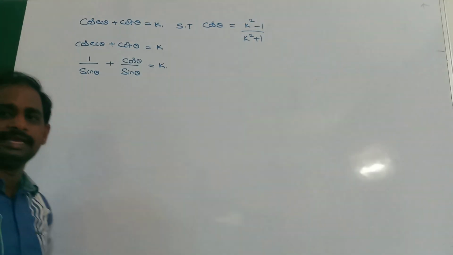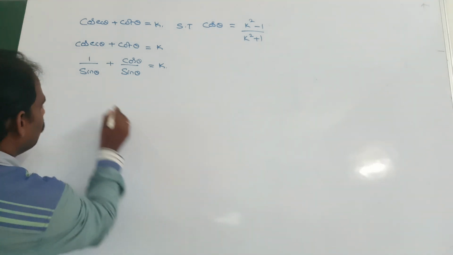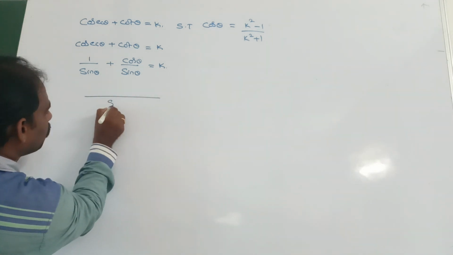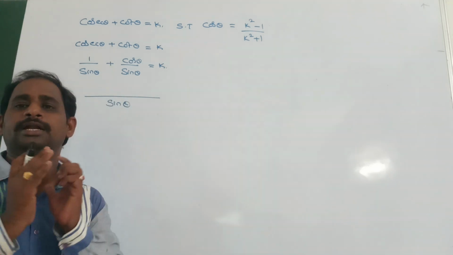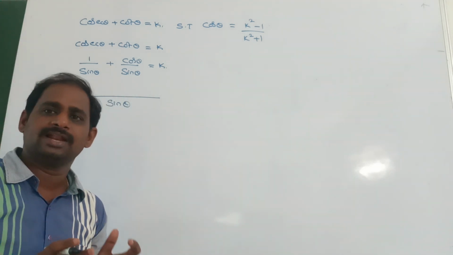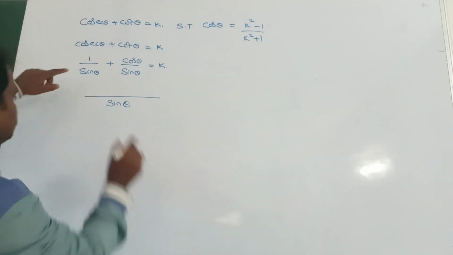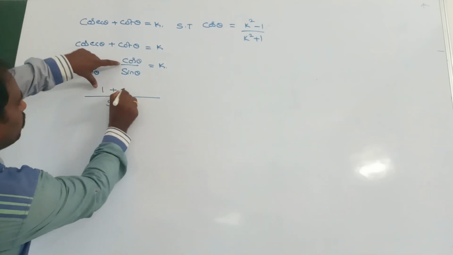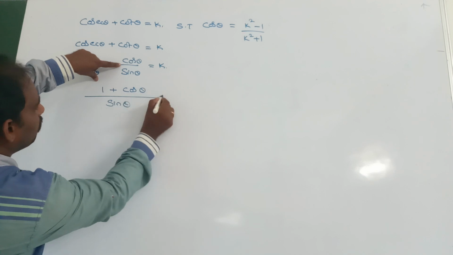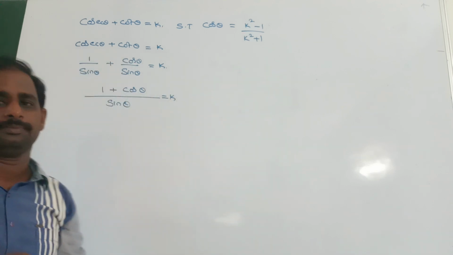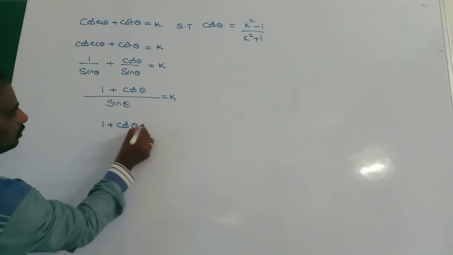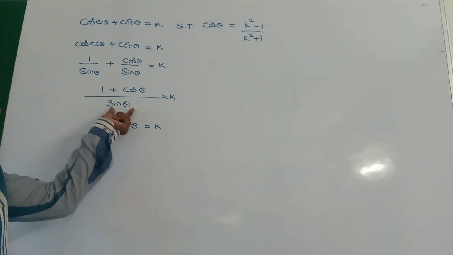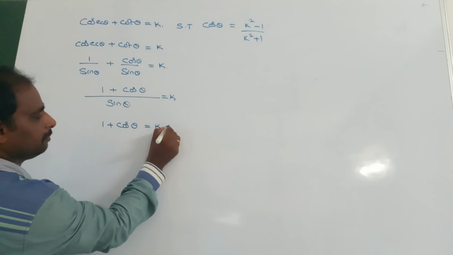Now find out the LCM. Both the denominators are same, so we need not worry about anything. You can write down the denominator as it is, as well as the numerator. Here the numerator is 1 plus cos theta is equal to k. So 1 plus cos theta is equal to k into sin theta, division becomes multiplication.